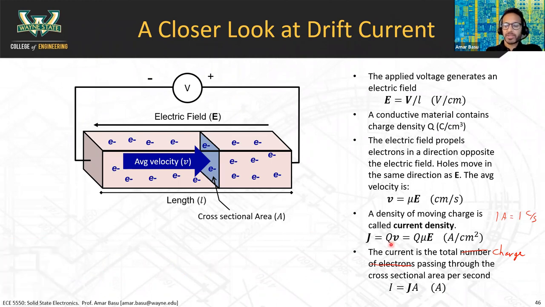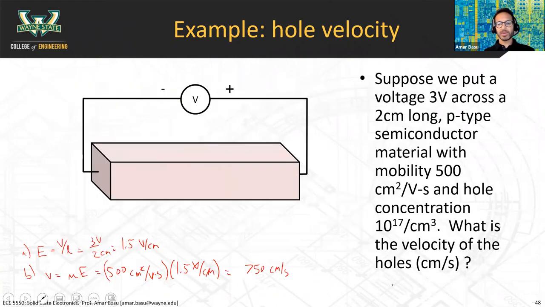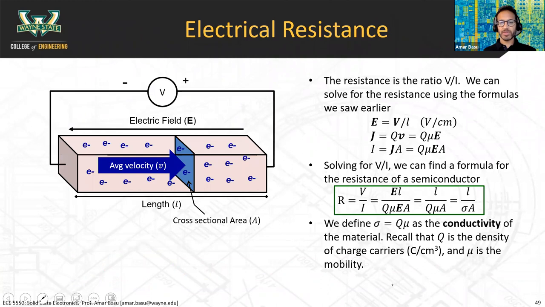We applied a voltage, and then we have an equation for the current. So now, if we want to find the resistance of the material, resistance is defined as voltage over current. So that's what we're doing here. Okay, so just recapping the key things from the last slide.